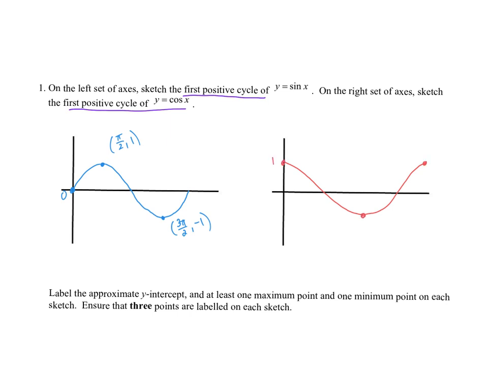So I have my y-intercept's 1, my minimum is at pi and negative 1, and since my y-intercept is also my maximum, I'm going to have to label another maximum, which would be at 2 pi and 1.